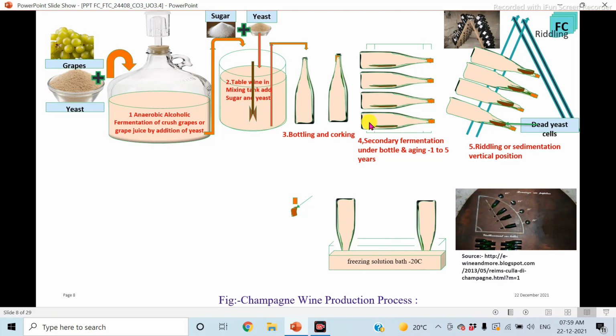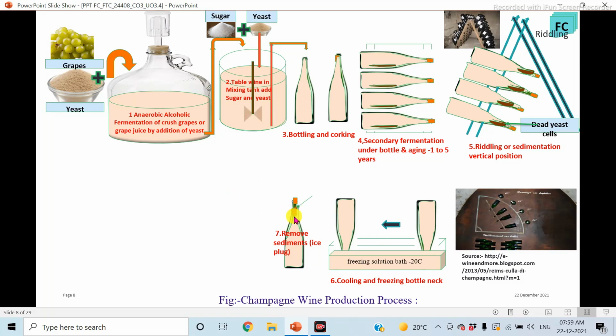That means bottles are initially in horizontal position, during the riddling process they are converted into vertical positions, and after that these bottles are passed into the refrigeration bath, in which the bottles are initially pre-cooled to 7 degrees Celsius. Then only the bottle neck and some part of the sediment particles are immersed into the freezing solution, and the sediment particles are completely frozen and the ice plug is formed.